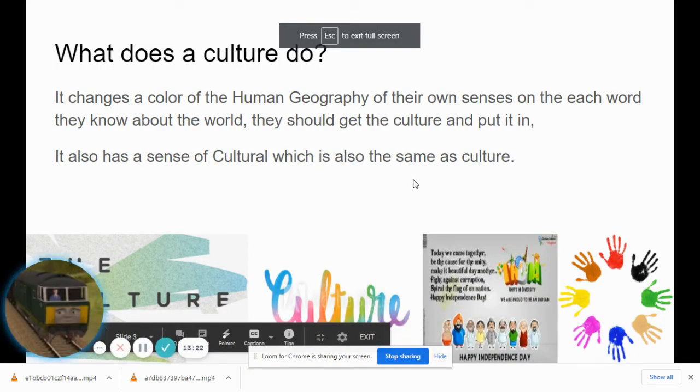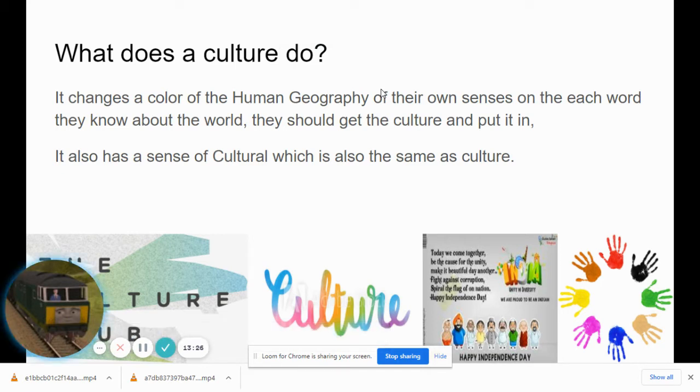All right, so today we came together. Today we come together. Unity of diversity. We are proud to be Indian.